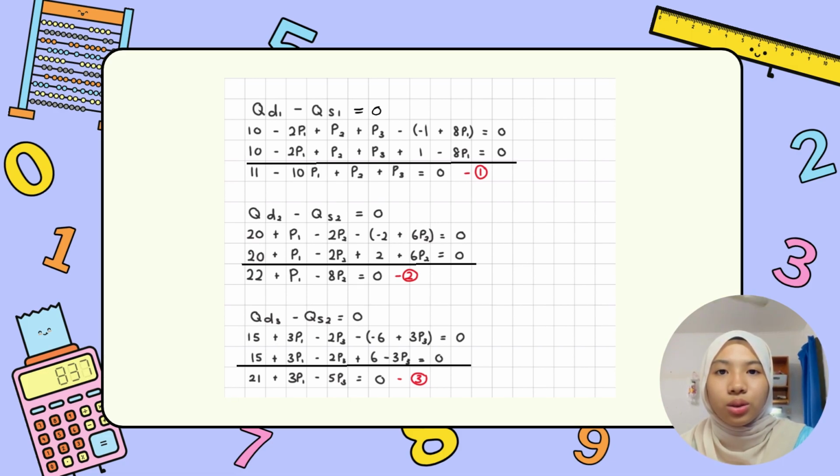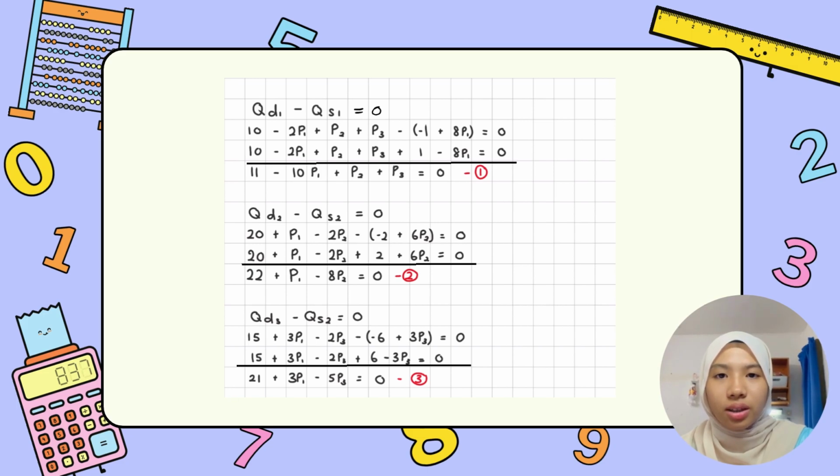For QD2 minus QS2 equal to 0, 20 plus P1 minus 2P2 minus negative 2 plus 6P2 equal to 0. 20 plus P1 minus 2P2 plus 2 minus 6P2 equal to 0. We get 22 plus P1 minus 8P2.